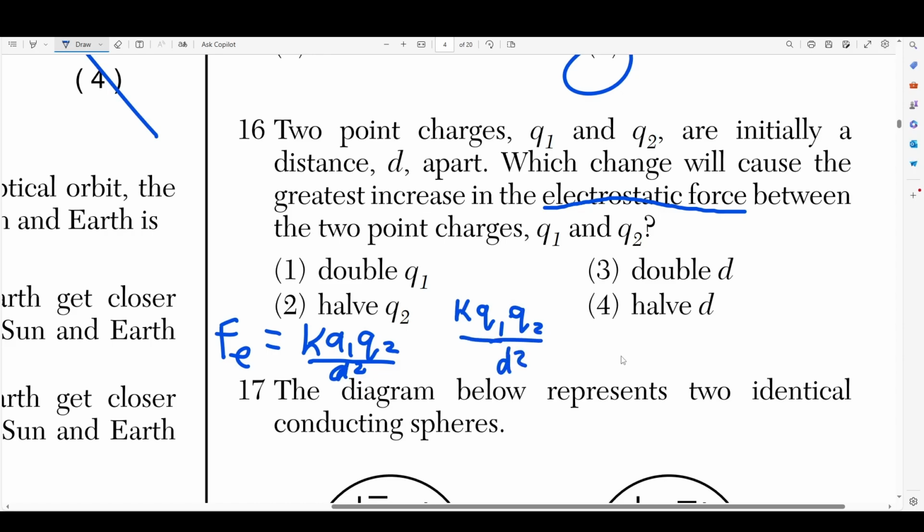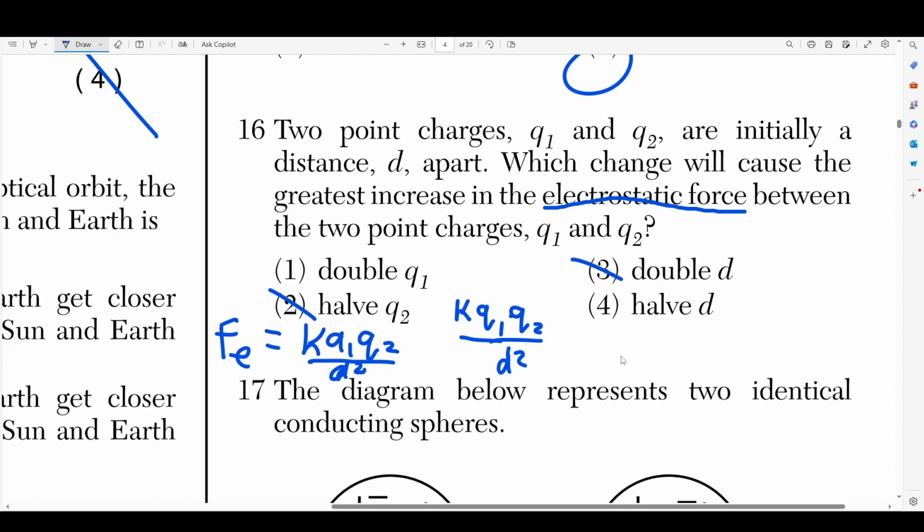Okay, so think about it. If I have Q2, this will make my electrostatic force decrease, right? Because I'm decreasing my denominator, right? To get the biggest possible number, I want either my denominator to be the smallest possible number or my numerator to be the biggest number. So that means that doubling d also has to be off the table. Because think about it, if I double d, that means that my denominator is greater, and then I'm dividing my numerator by a greater number, and I get a smaller number as a result, right?